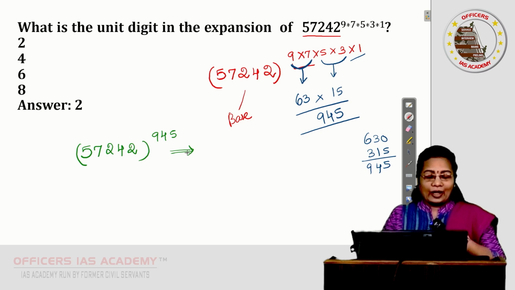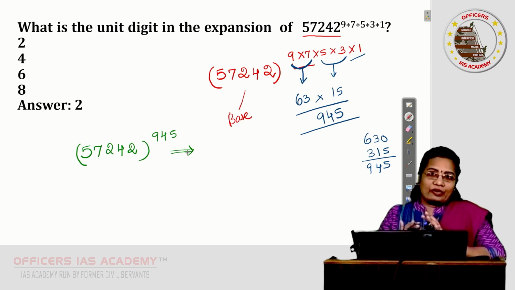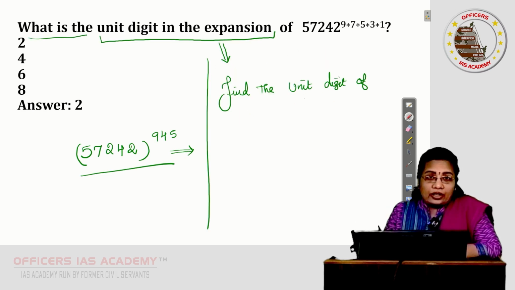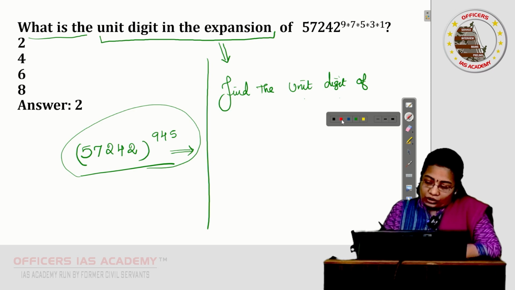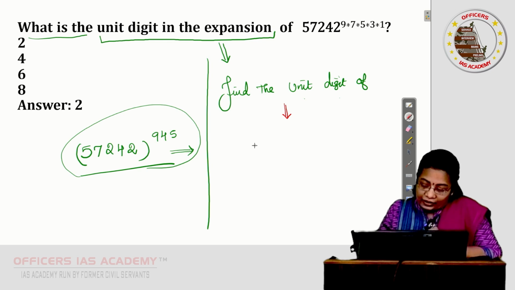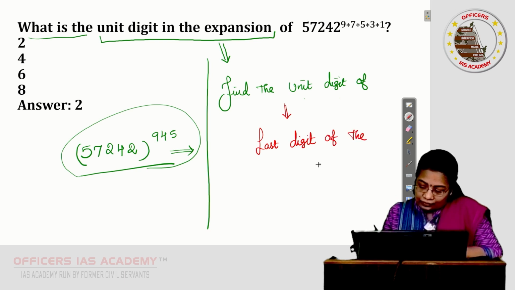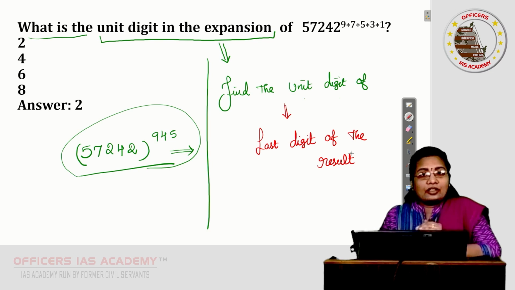First, we have decoded the values like this. Now, we are going to decode the phrase given in the question. Find the unit digit of 57,242 to the power 945. What is the meaning? Just find the last digit of the result.